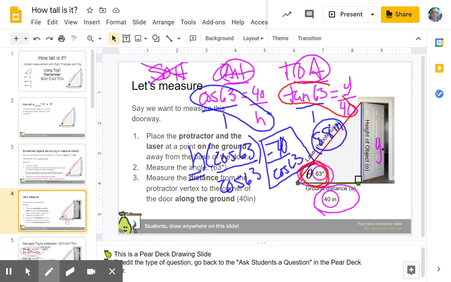Over on this side, my math is a little bit easier. I don't have to do that weird divide by cosine of 63. I can just multiply. So 40 times tangent of 63 equals y. So then over on my calculator, I just put in 40 times, and you can type in tangent if you want, or you can go to the function button and just put it in. And then 63.